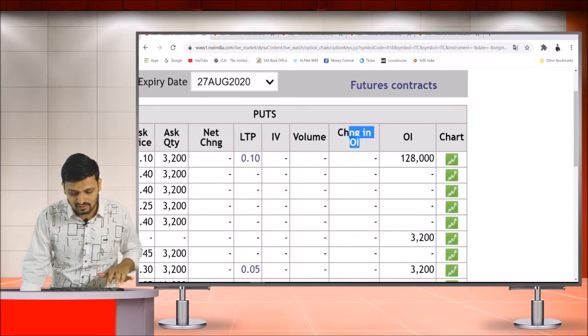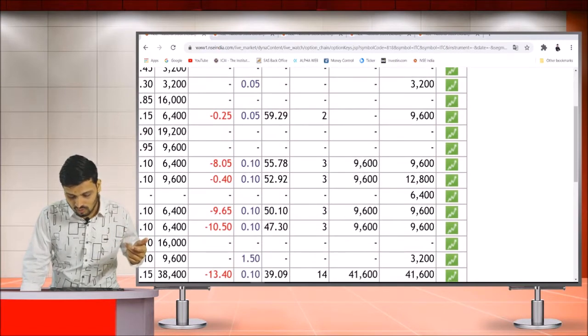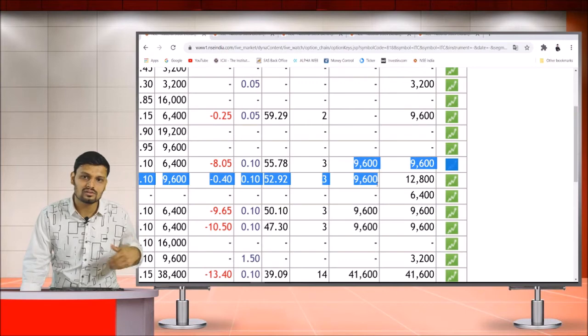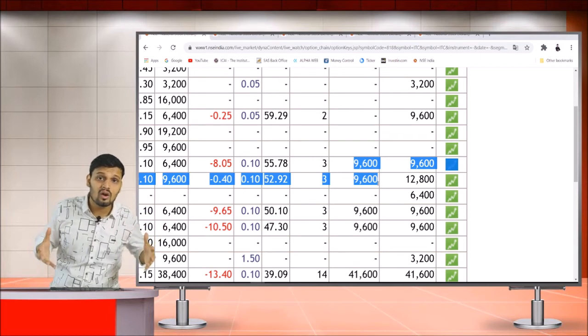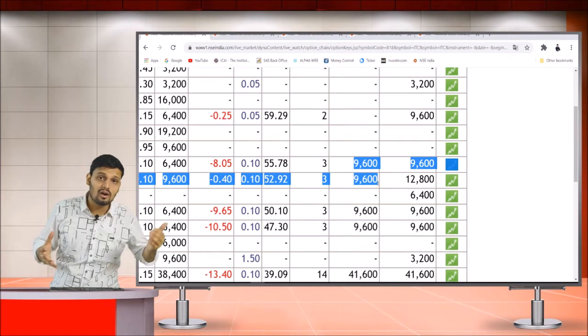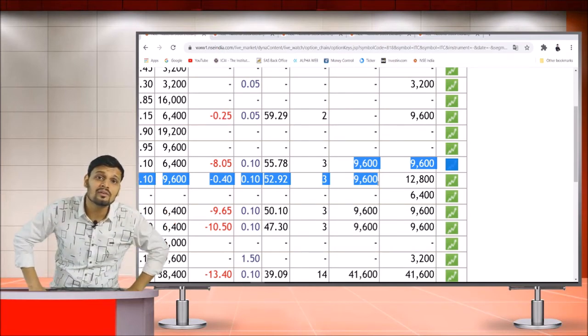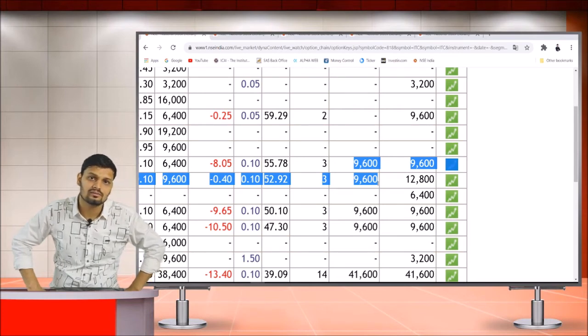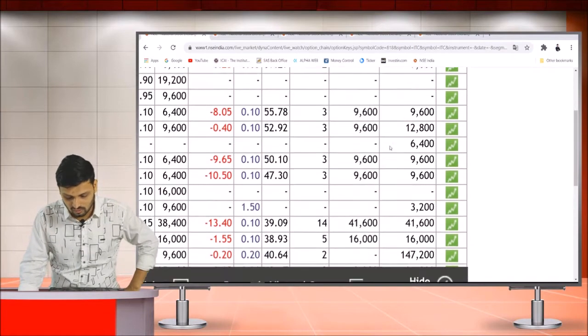Change in open interest is how much it has changed every day. So this will always be positive, because the number of contracts keeps getting added every day, right? See, it is a European contract. The number of options or contracts cannot come down. It will set off only at the end of which day? Expiry date. So the change in options contracts will never come down. It will only keep adding.